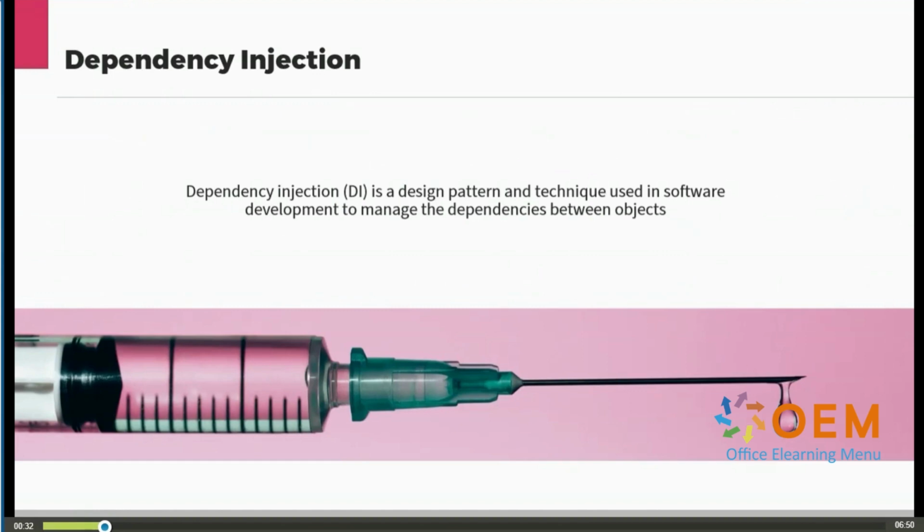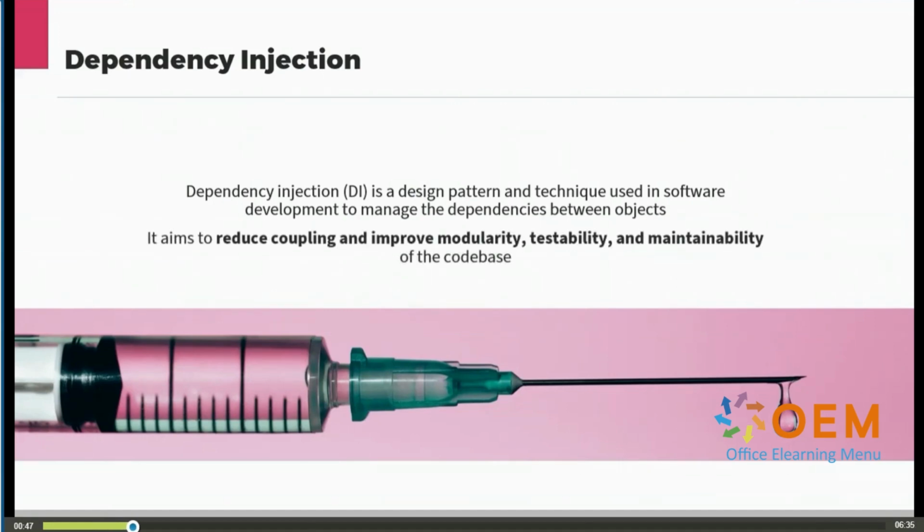Dependency injection is a design pattern that is a must for any modern application development. This technique is used in software development to manage the dependencies between the objects in your code. The objective of dependency injection is to reduce coupling and improve the modularity, testability, and maintainability of the code base. When you use dependency injection, you don't have to explicitly pass in all of the components to any object that you instantiate. They will be injected automatically, provided you have your dependency injection set up correctly.